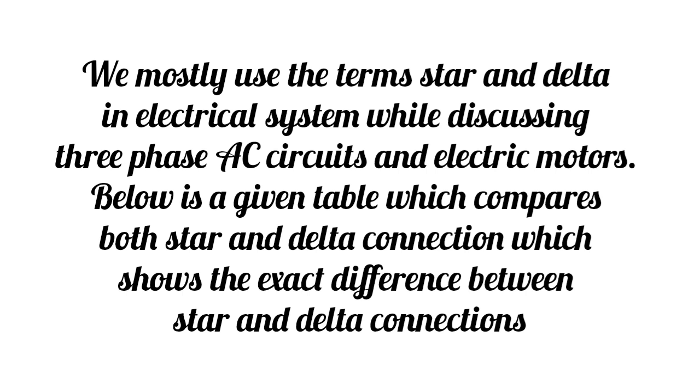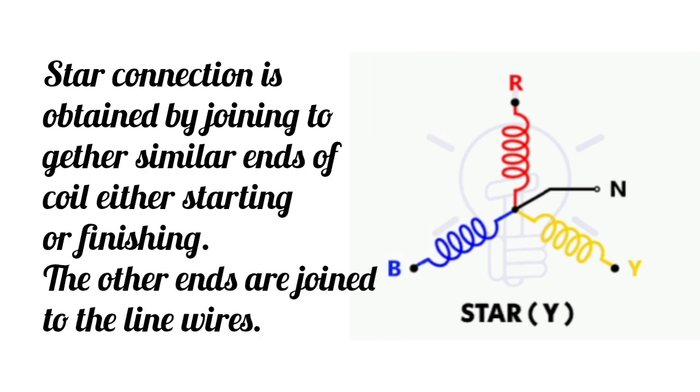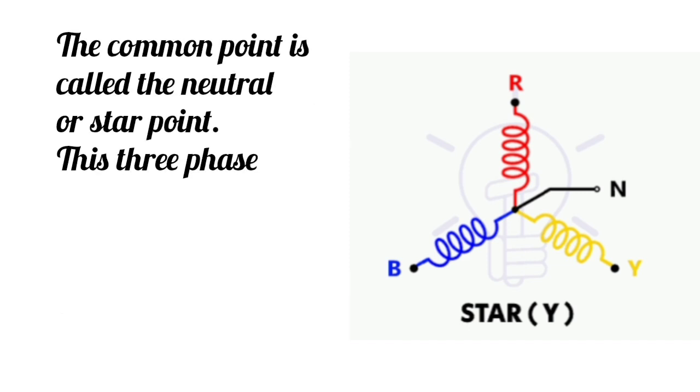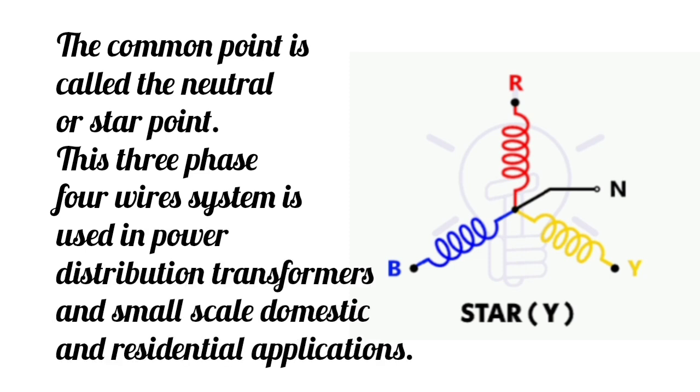Star connection. Star connection is obtained by joining together similar ends of the coils, either starting or finishing. The other ends are joined to the line wires. The common point is called the neutral or star point. This three-phase 4-wire system is used in power distribution transformers and small-scale domestic and residential applications.